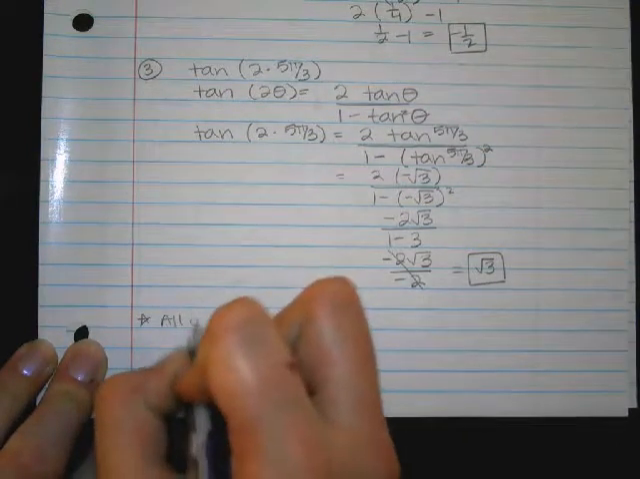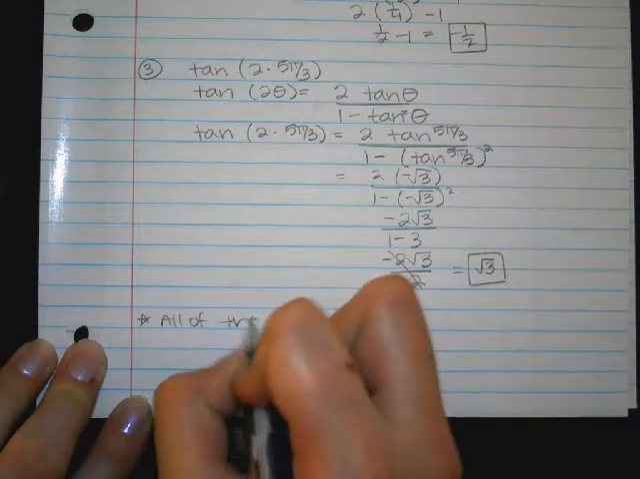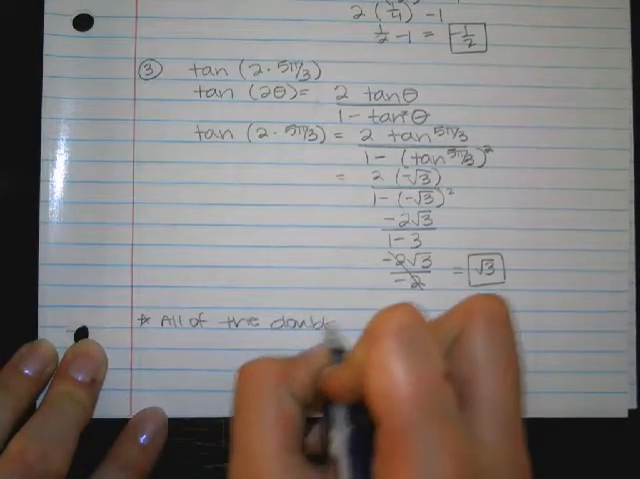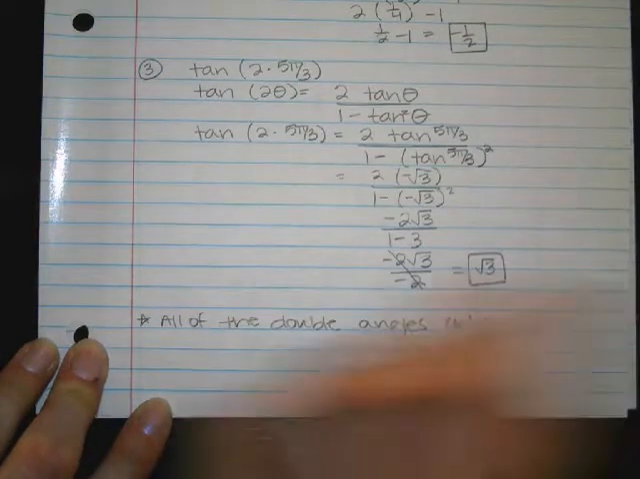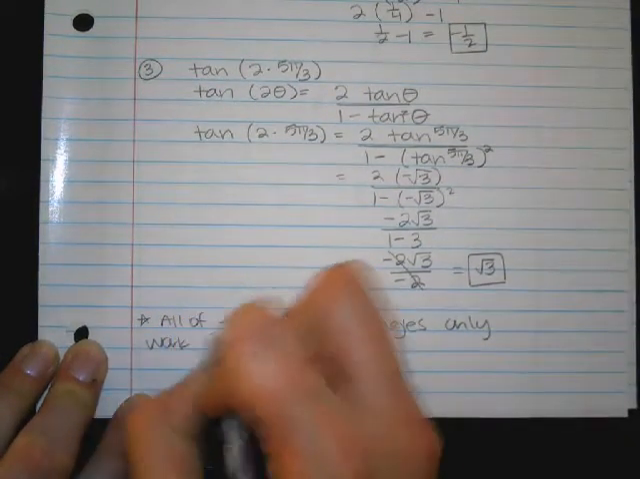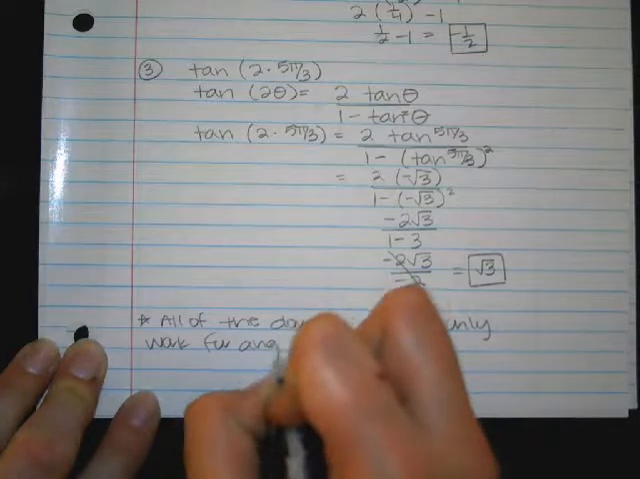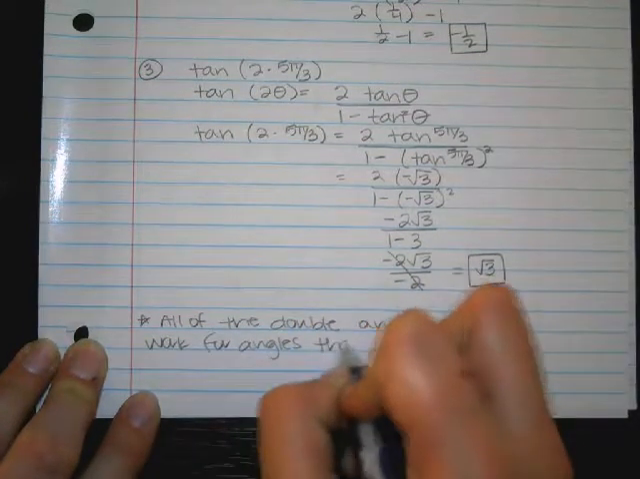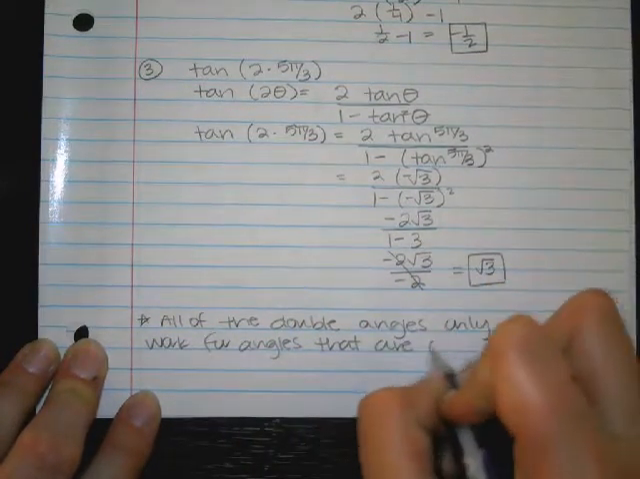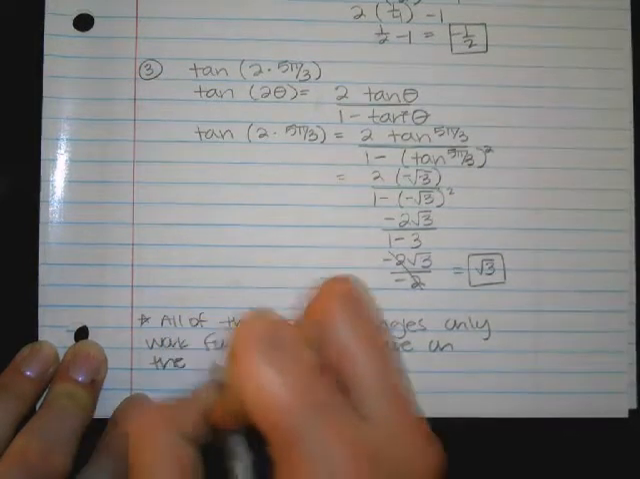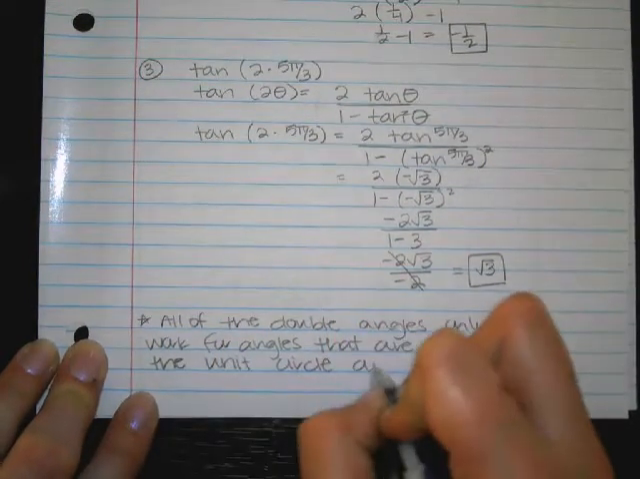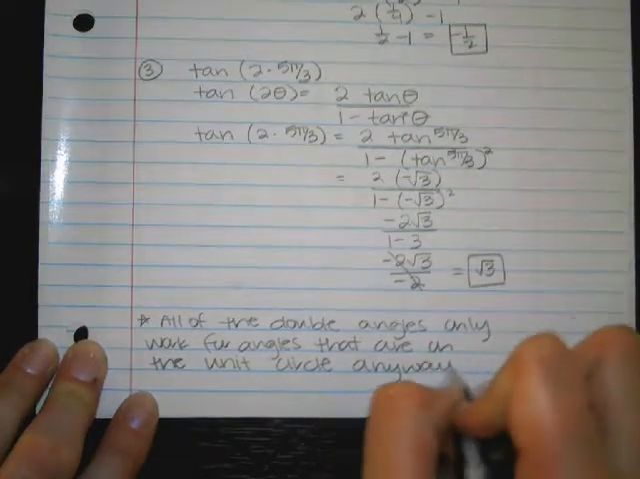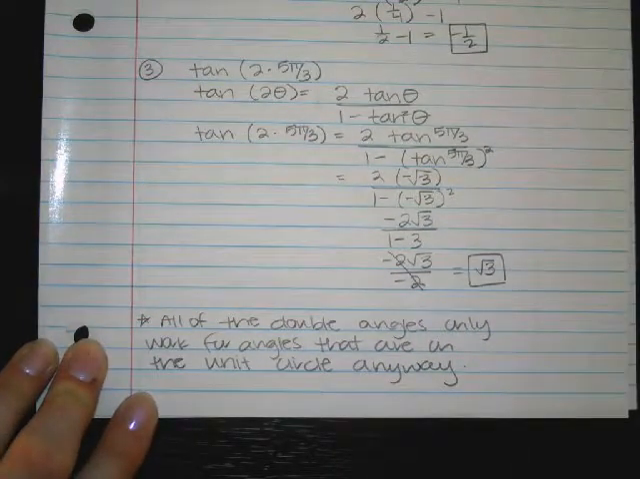All of the double angles only work for angles that are on the unit circle anyway. Hashtag it's stupid, I know.